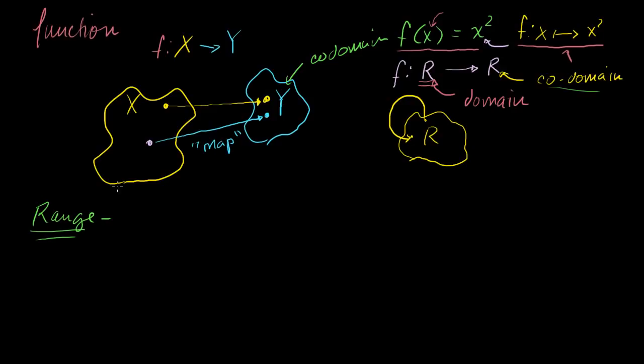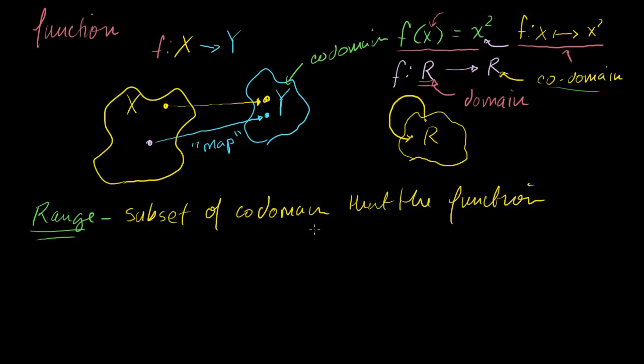Let me write it this way. It could be equal to the codomain. It's some subset. A set is a subset of itself. Every member of a set is also a member of itself. So range is a subset of the codomain which the function actually maps to. So let me give you an example.